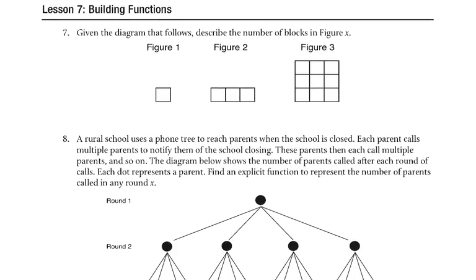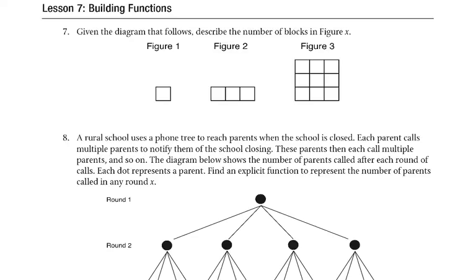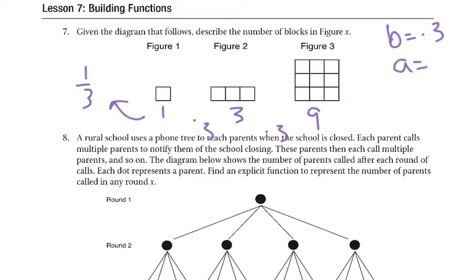Alright, looking at number 7 now. Given the diagram that follows, describe the number of blocks. So we have 1 block, then 3, then 9. So it should be pretty easy to see that we're timesing by 3. So our growth would be timesing by 3. Now our starting would be, if we went back, 1 over 3. So we'd go f of x equals 1/3 times 3 to the x.